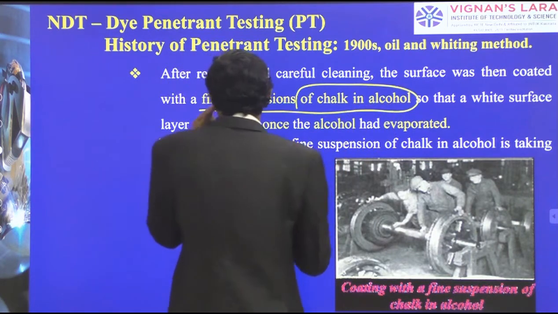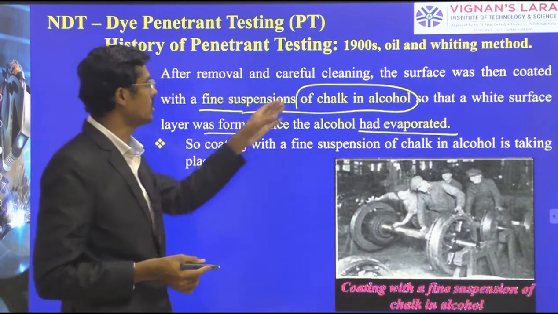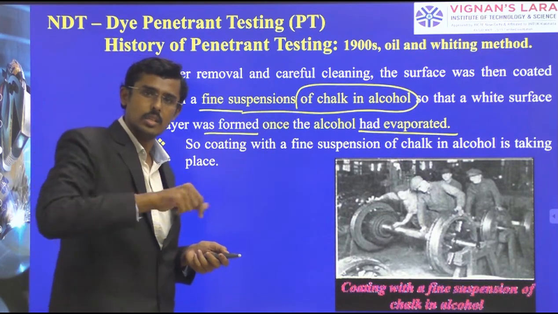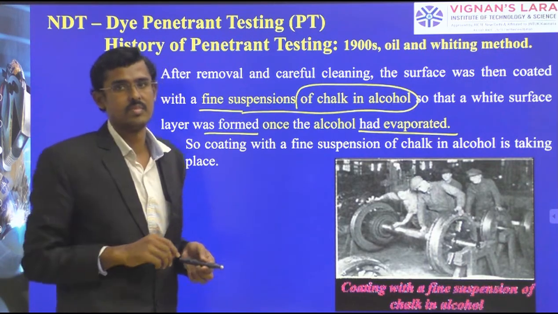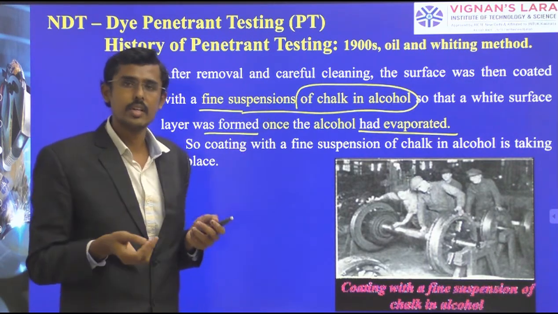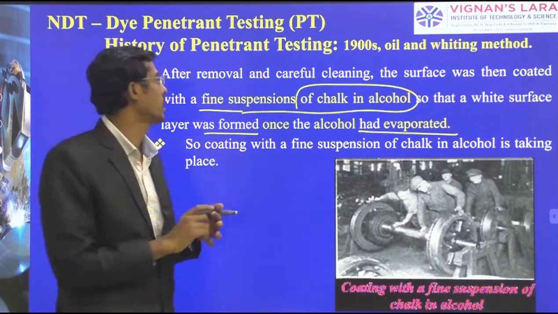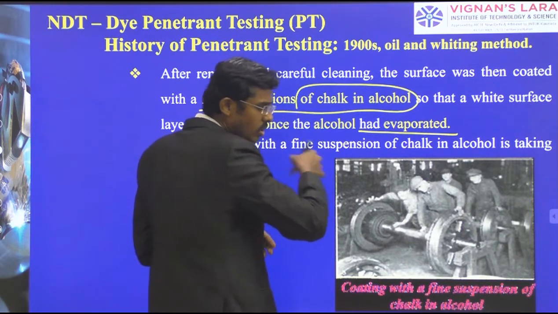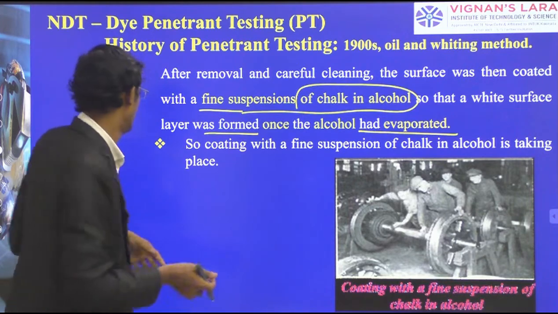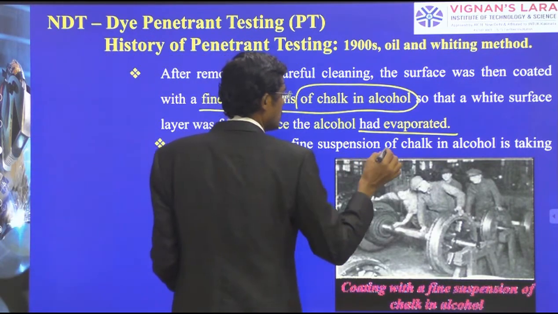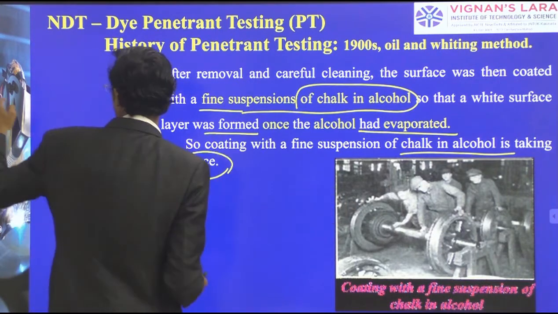A white surface layer is formed once the alcohol has evaporated. On the surfaces we are pasting some white chalk color. After the alcohol has evaporated, the product looks completely white because we have coated the surface with white color. Then we dry it. So coating with the fine suspension of chalk and alcohol is taking place.